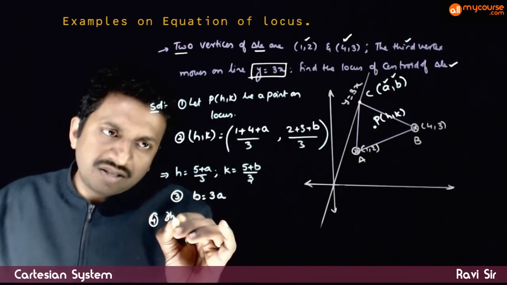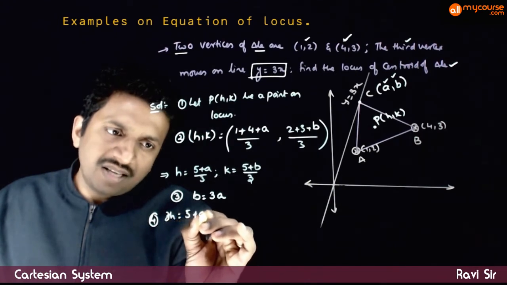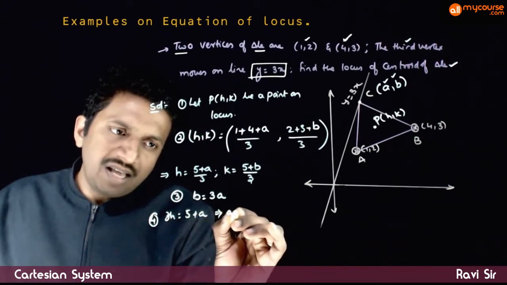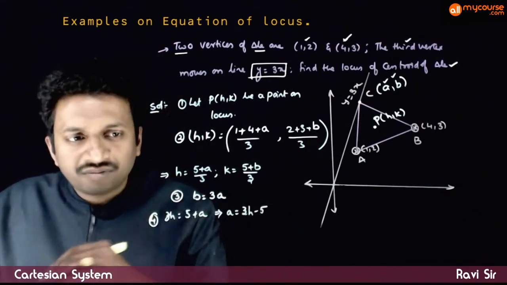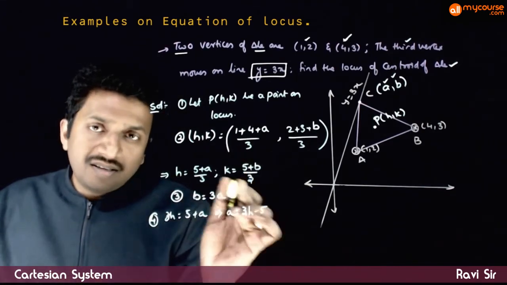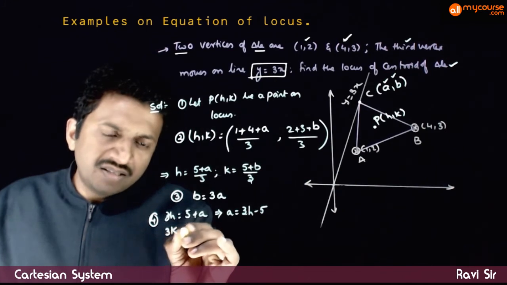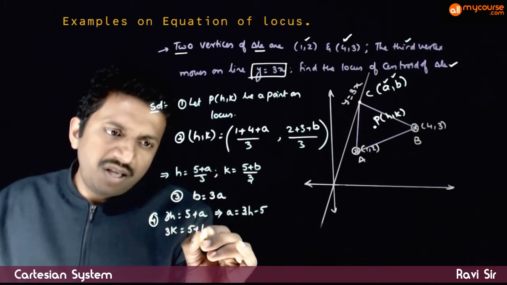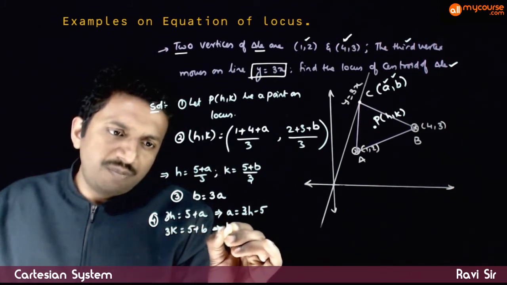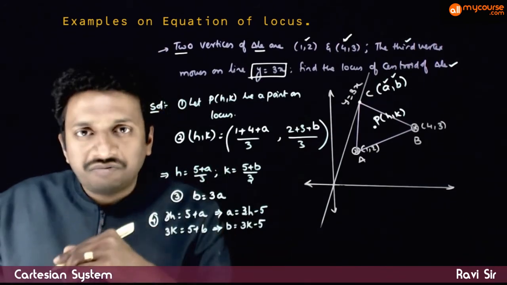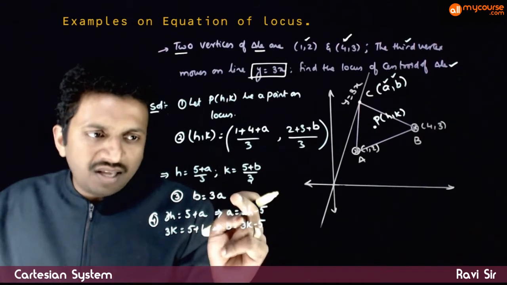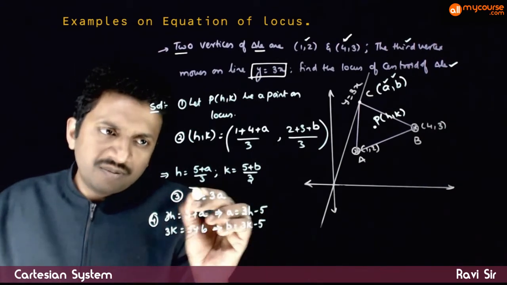So 3h is equal to 5 plus A. This implies A is equal to 3h minus 5. And 3k is equal to 5 plus B. This implies B is equal to 3k minus 5. So you have A, you have B.